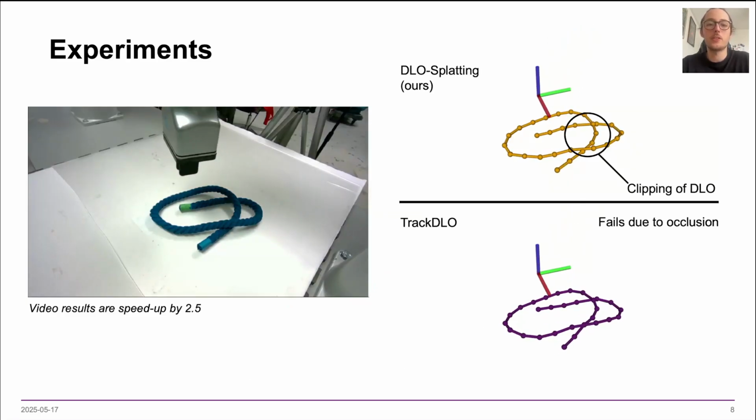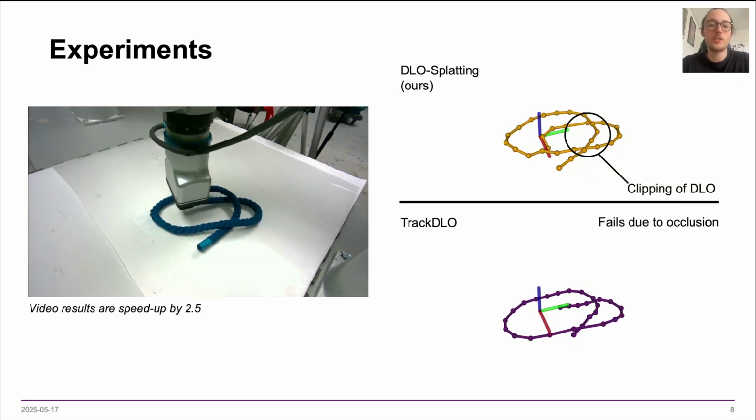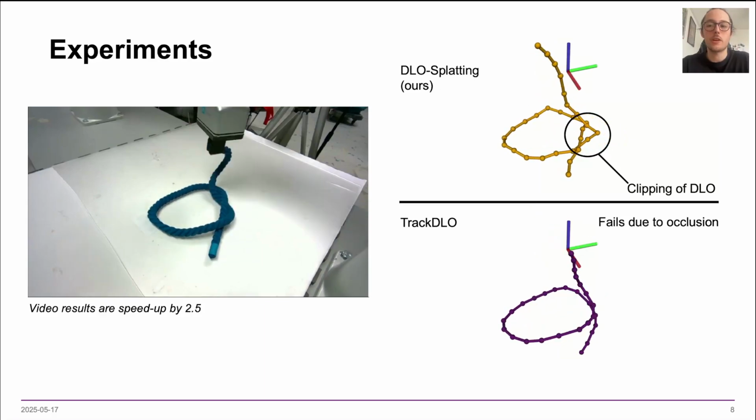While the method is still under development, initial experiments already show promising tracking results. In this challenging scenario, despite the severe occlusions from the gripper, the rope state continues to be tracked.